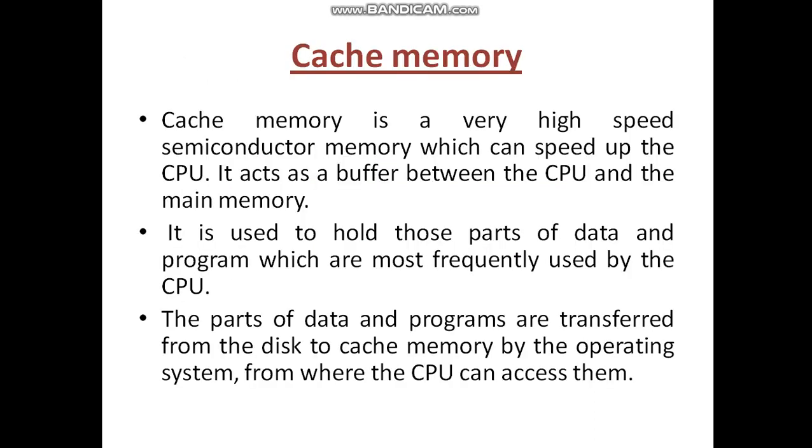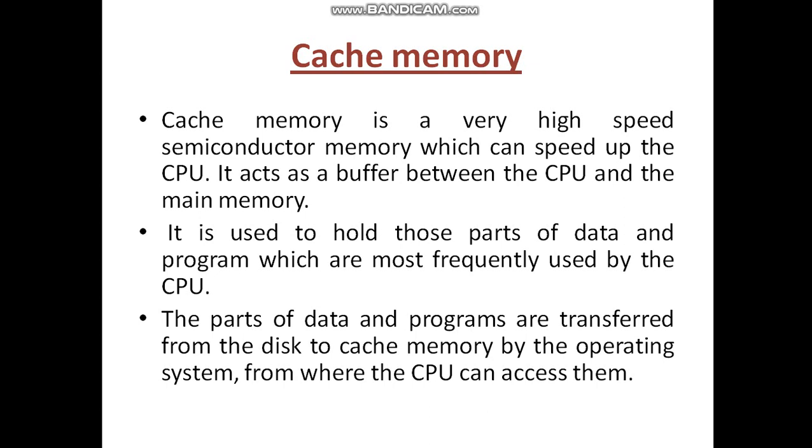First is cache memory. Cache memory is a very high speed semiconductor memory which can speed up the CPU. It acts as a buffer between the CPU and the main memory. So cache memory acts as the buffer between the CPU and the main memory.